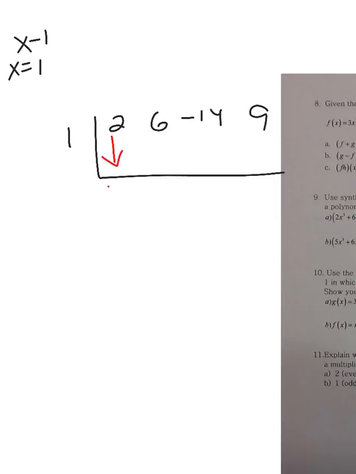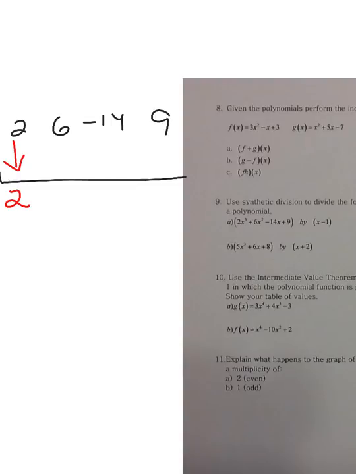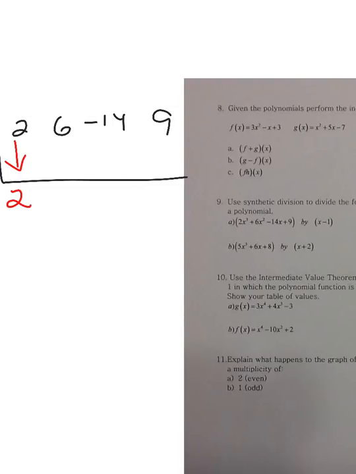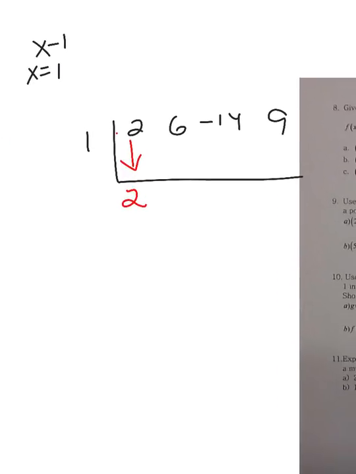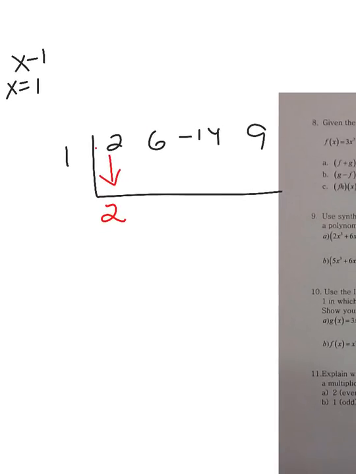First, I bring down the first number, which is 2. Actually, let me write the polynomial first, because we're going to need that in the end. So it's an x to the third. Okay, so this was 2x to the third plus 6x squared minus 14x plus 9. Okay, so I bring down the 2.